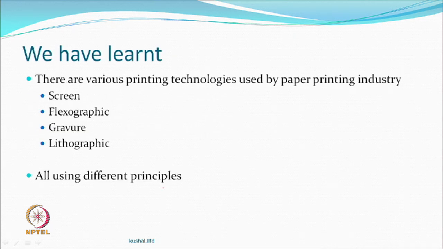So, for today, we think these are the 4 technologies that can be used for printing paper, having different principles. Some of them are similar to textile printing, and lithography is very different. So, there we stop today.